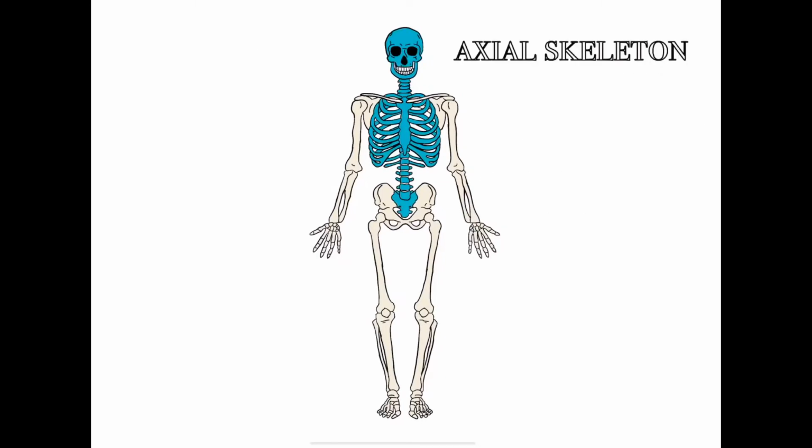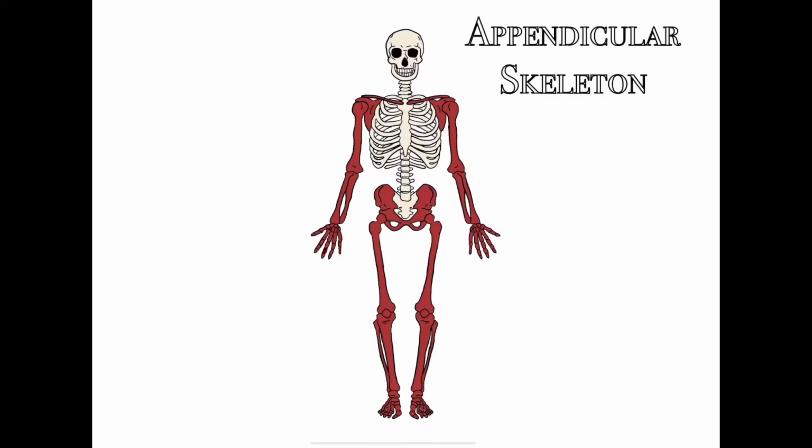The axial skeleton is going to include the bones that make the main vertical axis of the body. This includes the head, neck, backbone, ribs, etc., all of those which can be seen here in blue. The appendicular skeleton are the rest of the bones that make up the body coming off of the main vertical axis, which includes the arms, hands, hips, legs, and feet.